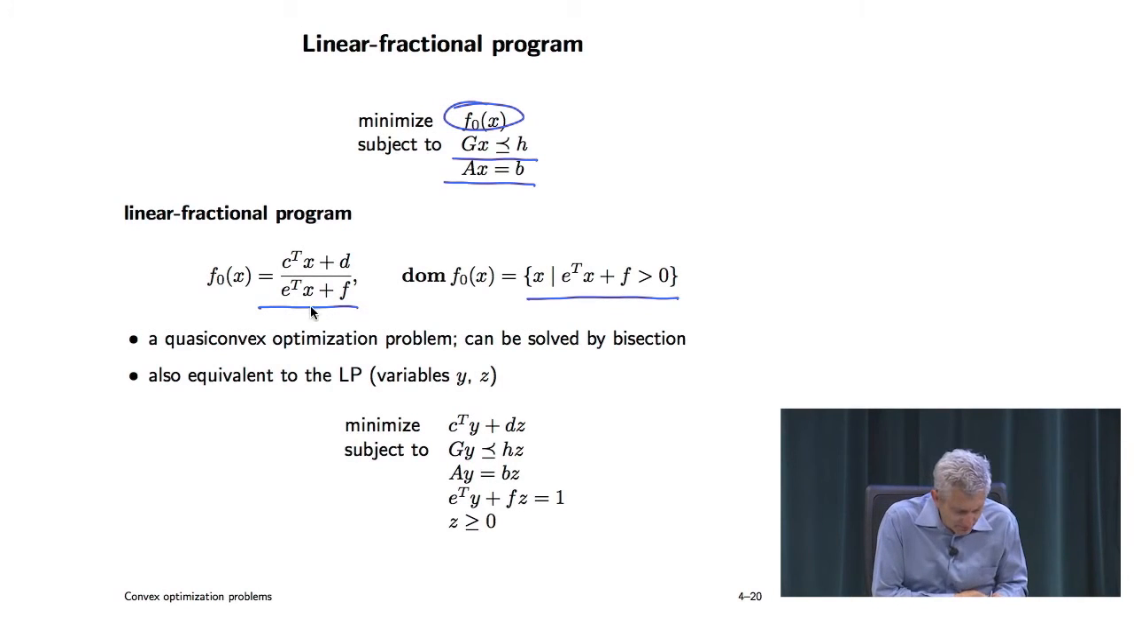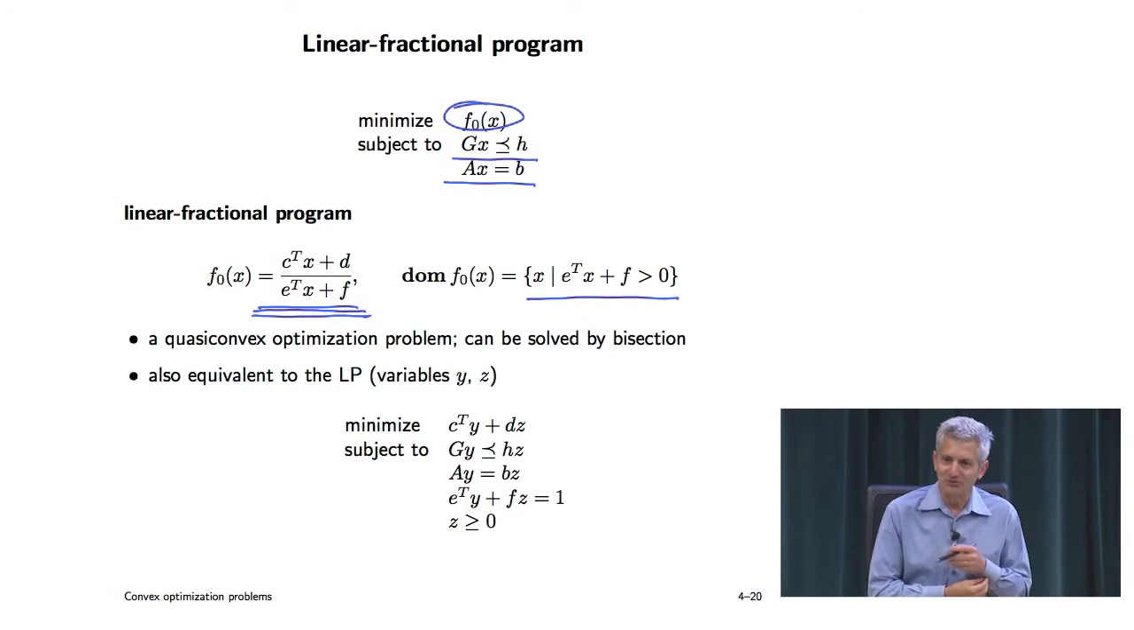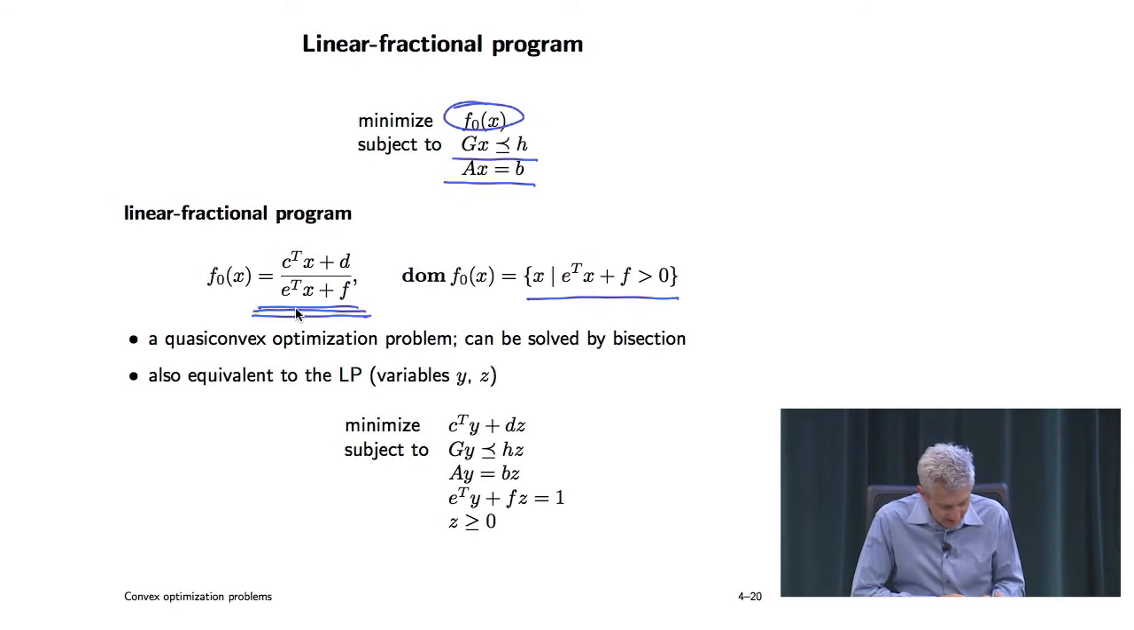By the way, in some small sections of mathematics, people would actually refer to that as an affine function. So if you did projective geometry, you would call that affine. Okay, but in any case, for us, linear fractional is one name for it. Now that is a quasi-convex optimization problem.